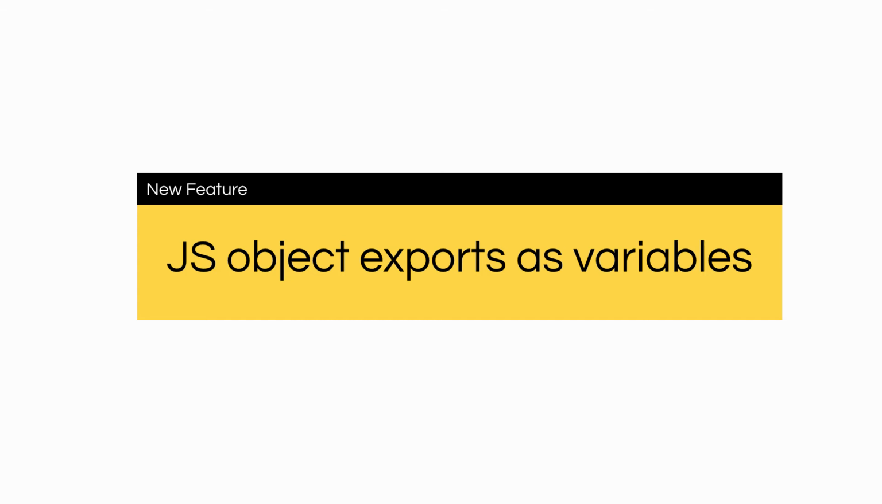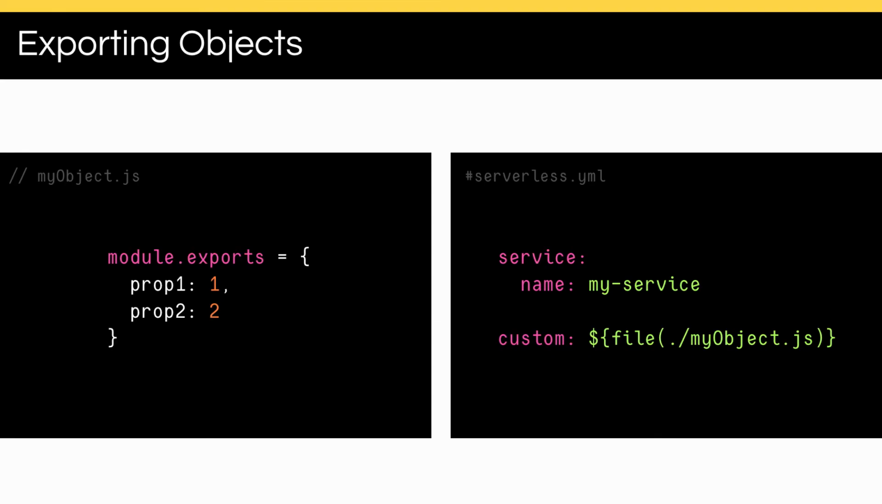The last new feature is the ability to use modules that export objects as variables in your serverless YAML file. In this case, we have a module on the left-hand side, myObject.js, and it's just exporting an object, not a JavaScript function or anything like that. Previously in serverless, you could execute a function in your serverless configuration file to get a value. But now, if your JavaScript object just exports a simple object, you can also include that.